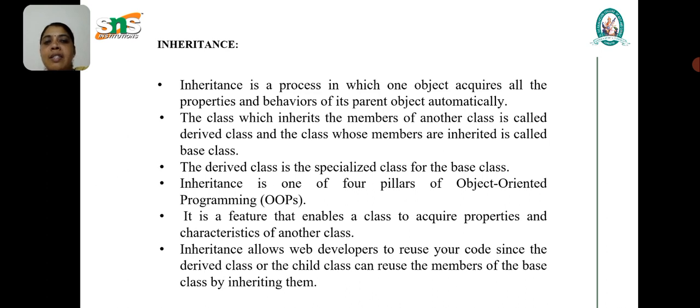Inheritance is an important pillar of object-oriented programming. Among the four pillars, one of the main pillars is inheritance. It is the feature that enables a class to acquire the properties and characteristics of another class, so it is defined as reusability of code. The derived class or child class can reuse the member functions and member data of the base class.